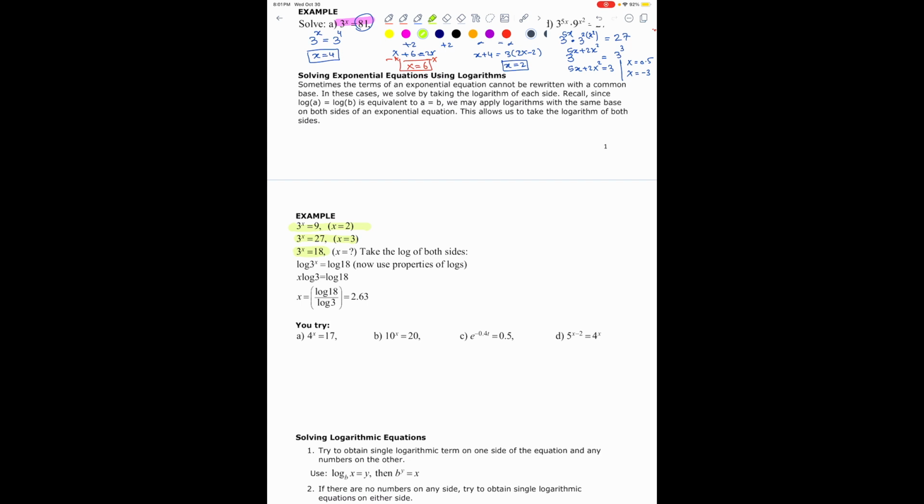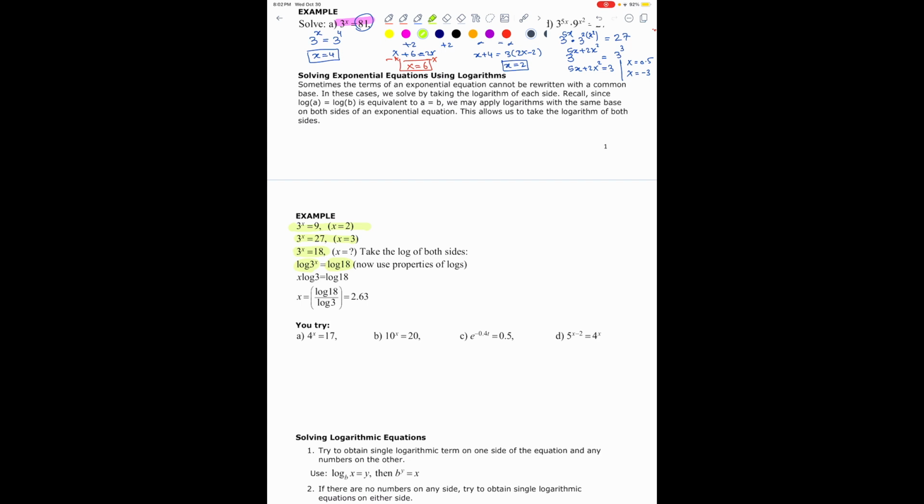So we cannot turn 18 into a base of 3. 3 raised to what power is equal to 18? We cannot determine that. So what we're going to do, we're going to take the log of both sides. Sometimes we use the common log. Sometimes we use the natural logarithm, which is the most common method to use. Instead of using the common logarithm, we use the natural logarithm.